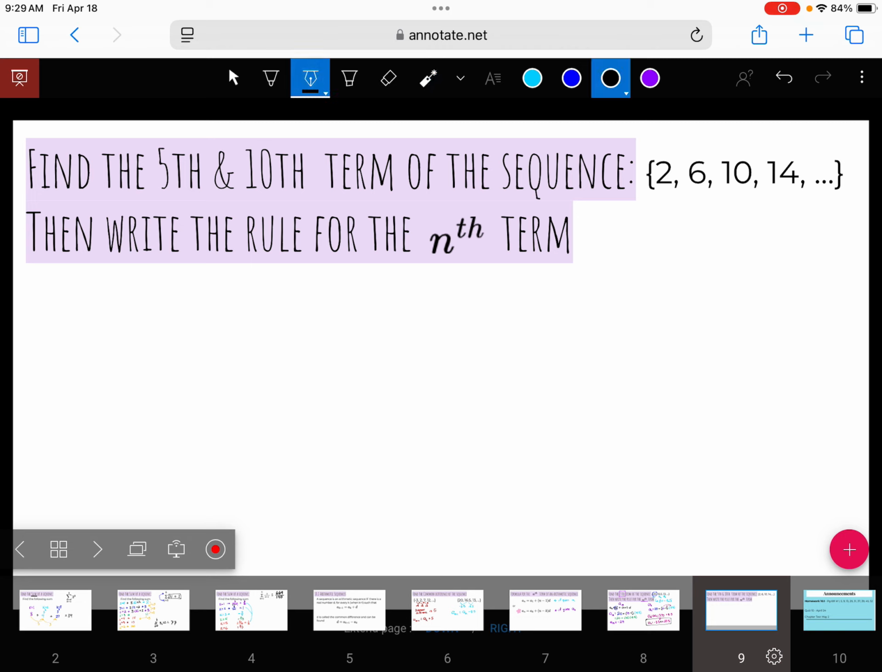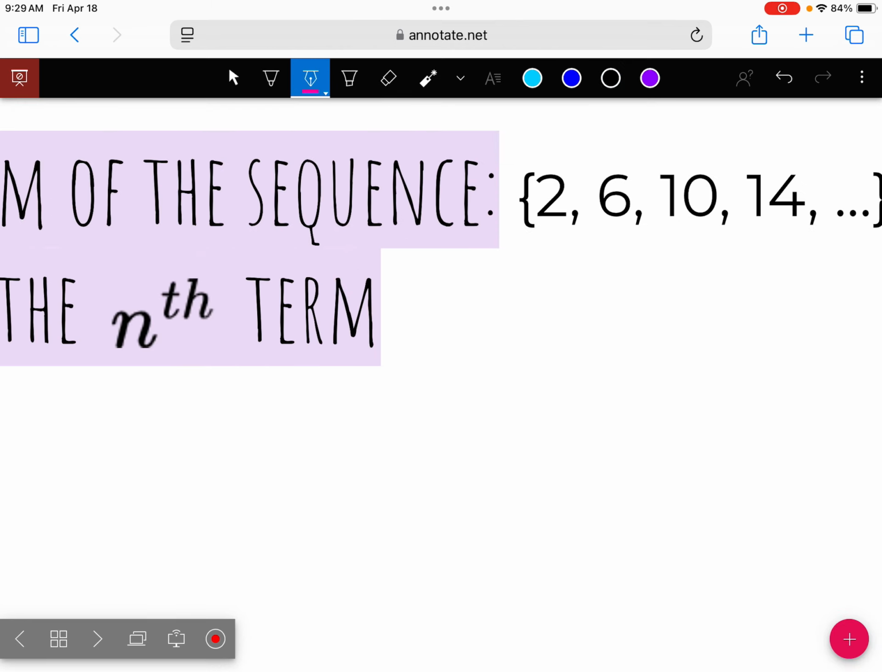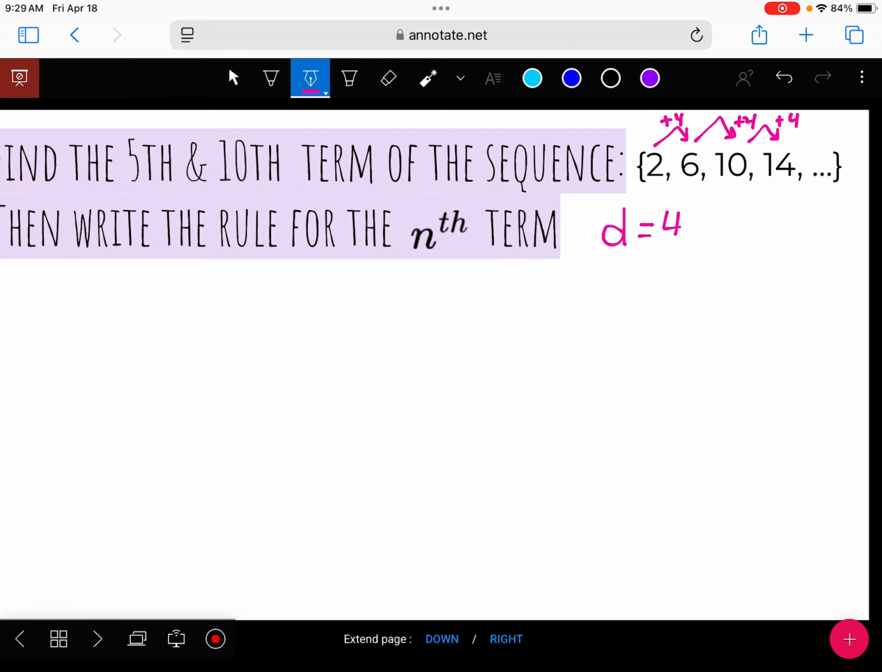Our common difference, how it's changing between them, is going to be 4. Because we took 2 plus 4 gets 6. Or you can do 6 minus 2 to find your 4. Either way, however you think it works for me. But our common difference is 4 because we're adding 4 every time here. So it's going to keep going like that.